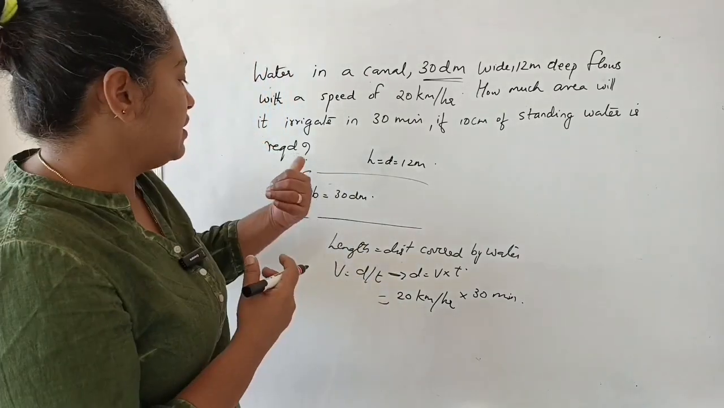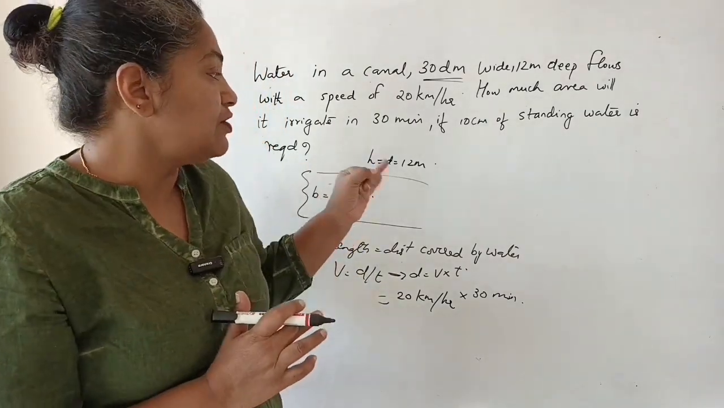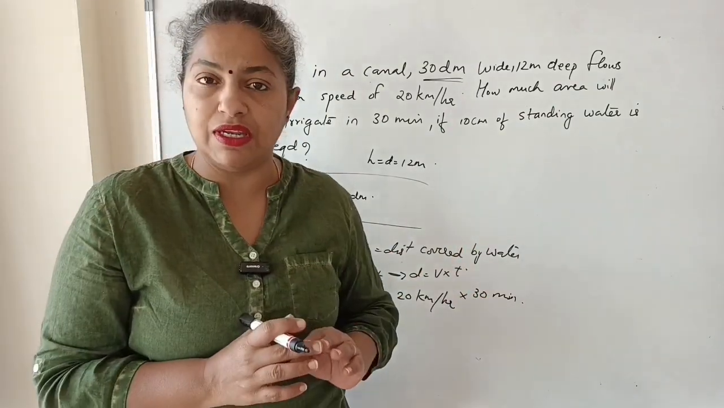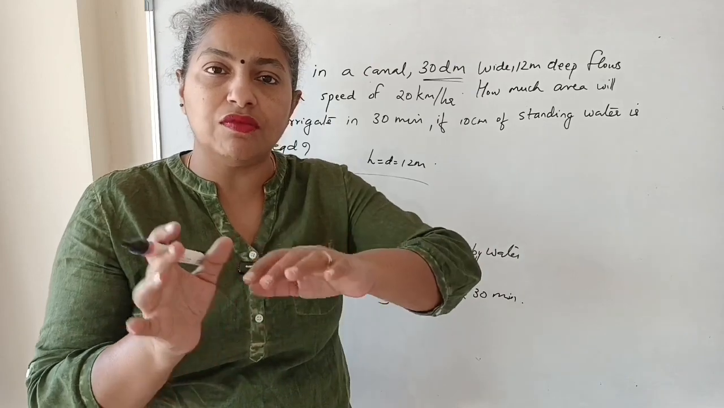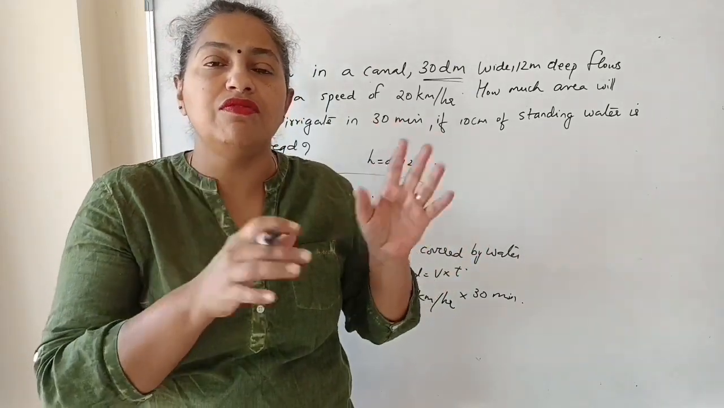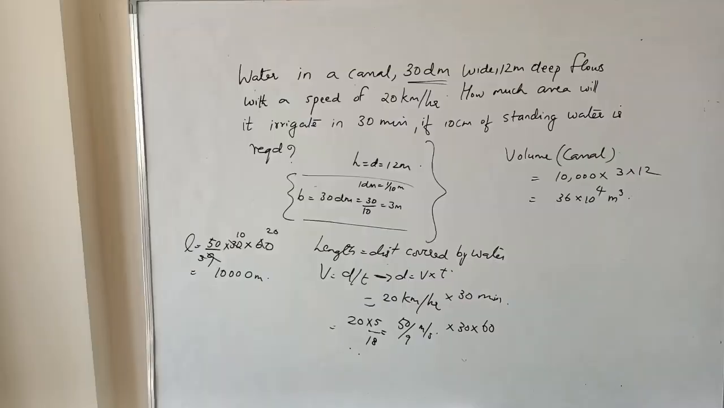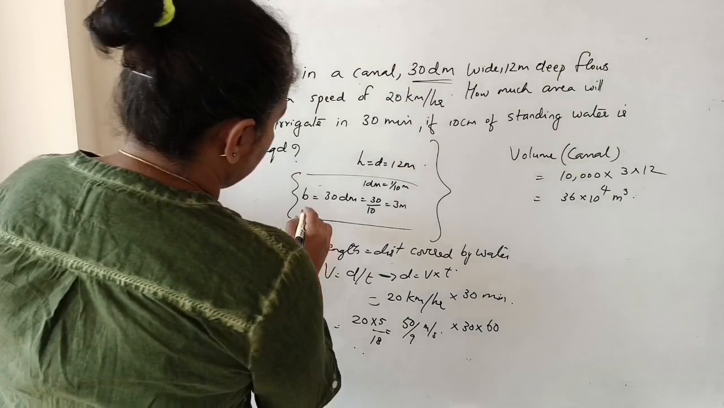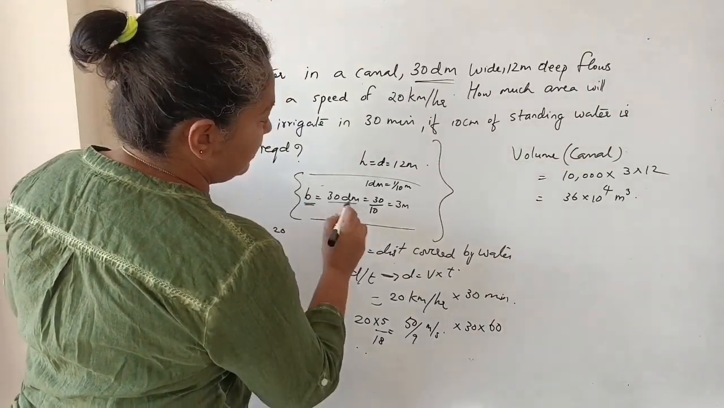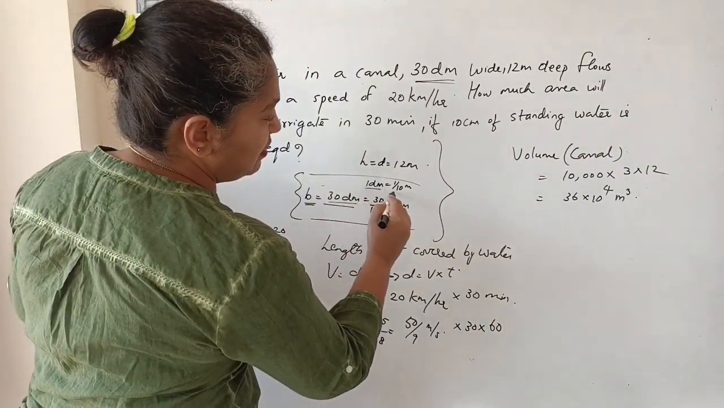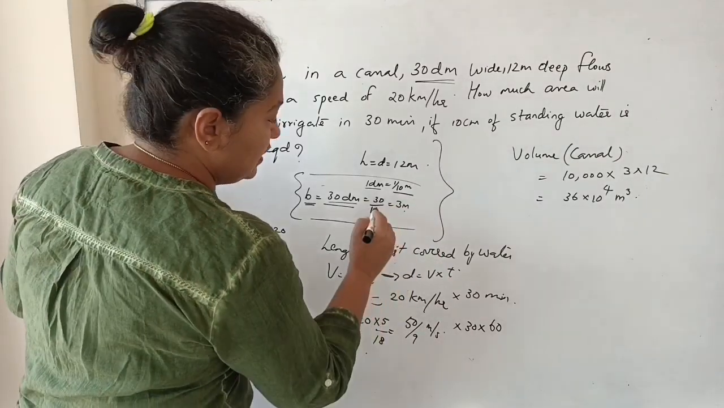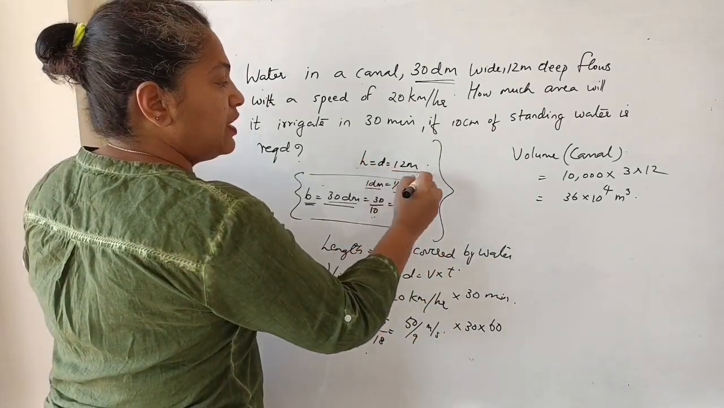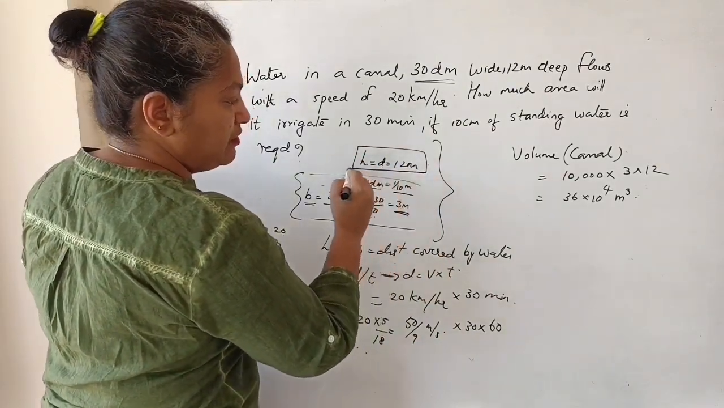Now, you can see that breadth is given in decimeter, height or the depth is given in meters, this is given in kilometer per hour, and the time is given in minutes. Our first task is to convert all of them into a proper unit which we can apply across the sum. So, guys, I have converted B, 30 decimeter, into meters. You know 1 decimeter is 1 by 10th of the meter, so 30 decimeter is 30 by 10, which is 3 meters. My height or the depth, I don't have to convert because it is already in meters, 12.